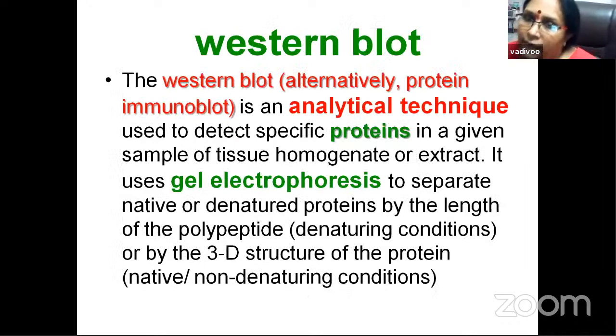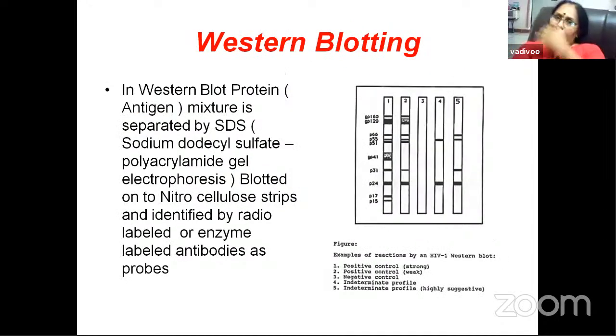So Western blot is an analytical technique used to detect specific proteins, and it uses gel electrophoresis to separate the native or denatured proteins by the length of the polypeptide or by 3D structure. You must be aware that Western blot is used to detect HIV proteins. Okay, you can see this.